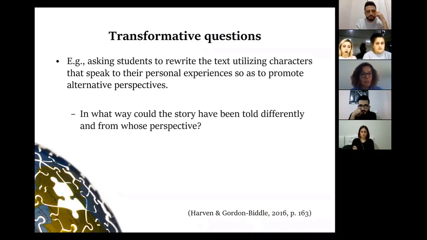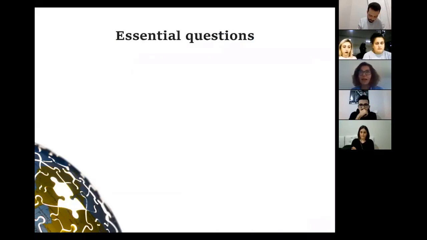Or how would you rewrite the end of the story? So they will think about the characters, they will think about the sequence of events and the ending and come up with a different story. One example is, in what ways could the story have been told differently and from whose perspective? So maybe if your story has 3 characters, ask them to add a 4th character and say, what do you think this character would do in this story, or how would this character change the shape of the events? So ask transformative questions, ask them to think.